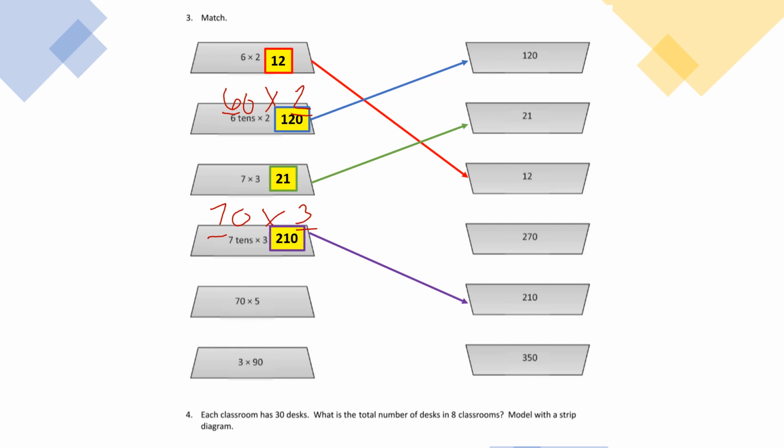Next, we have 70 times 5. Again, let's focus on the first two numbers. 7 times 5. Well, we know that 7 times 5 is 35, which leaves a 0 in the ones place. So we write it as 350. And we draw a line from the equation to the box with 350.